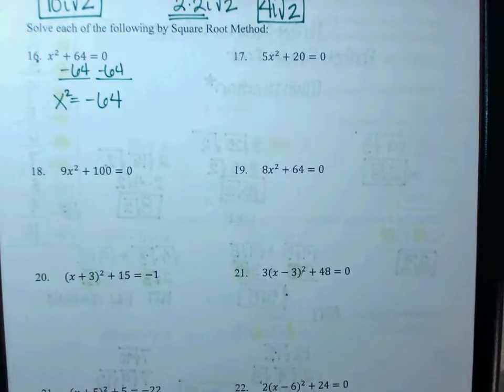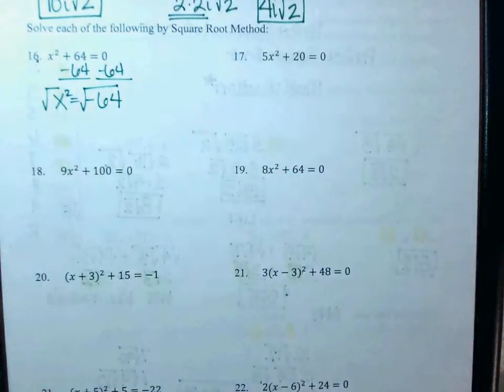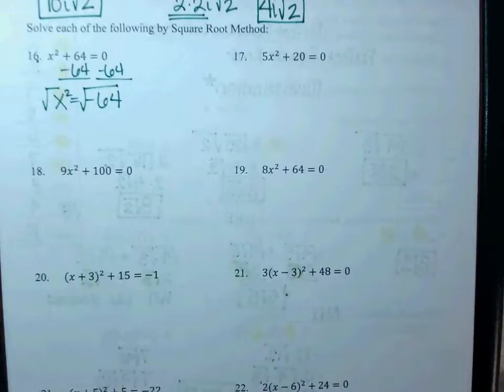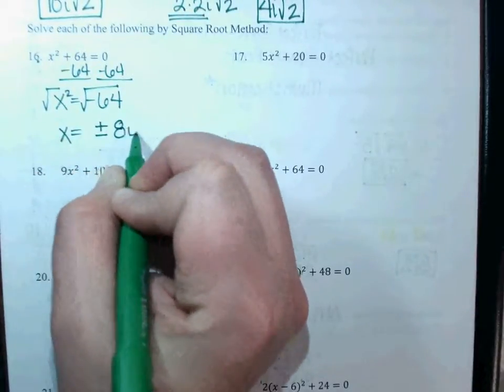Then from here, what would I do next? Square root. And before, you would have said, oh, no solution, not anymore. What's the square root now of negative 64? 8i. Very good, because the square root of 64 is 8, and the negative turns into an i. So it would be x equals plus or minus 8i.